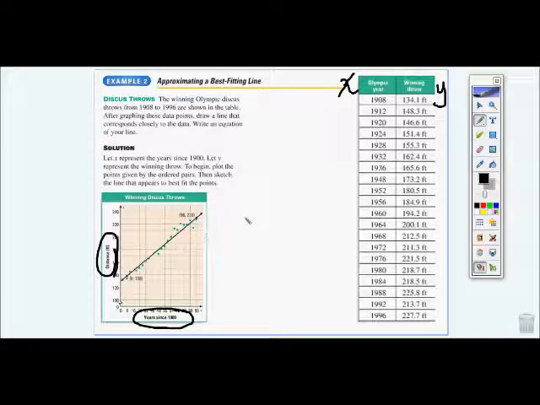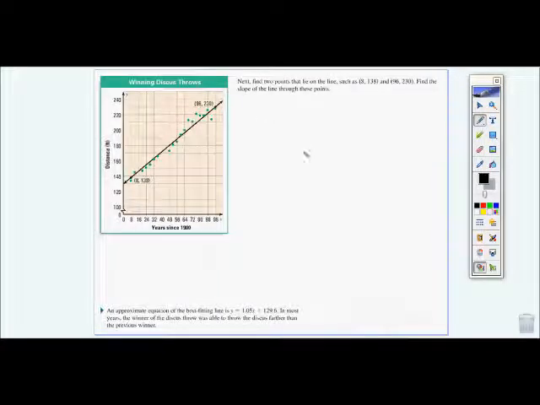You can pause, read through this, and see it's the same routine as it was in example 1. So it says next find 2 points that lie on the line to find the slope of the line. Again, to find out what the rate of change might be in this particular situation. So we're going to go ahead and again, using those 2 points, very simply, m equals 230.